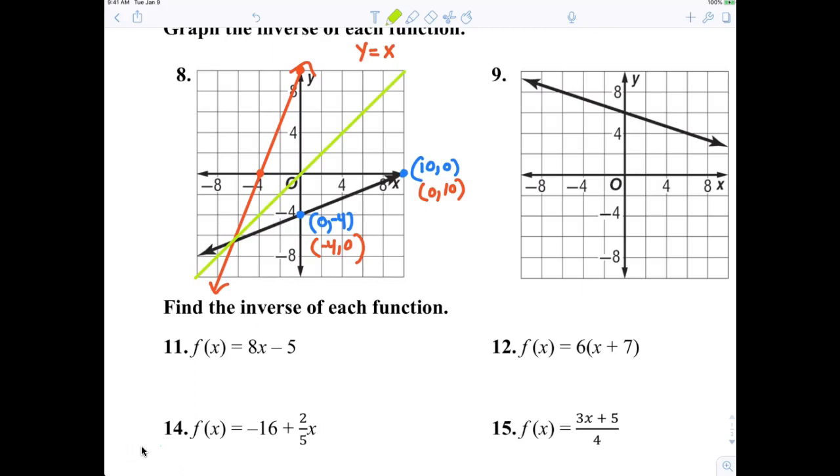Does anybody have any questions with that? When you do this on a test, can you use a different color? Sure, you can do that. That'd be easy.